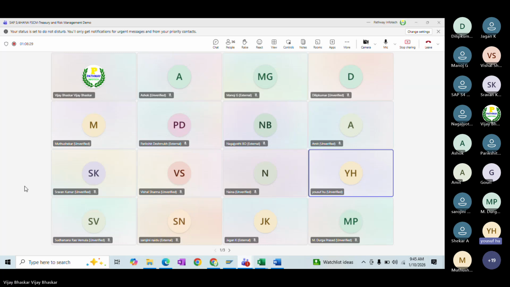But from the standard point of view of TRM, will we be able to communicate with the client and show the functionality of each and every topic which you have discussed, and show the standard process of the system for this TRM and FSCM? Yes, Yusuf, it's a valid question.